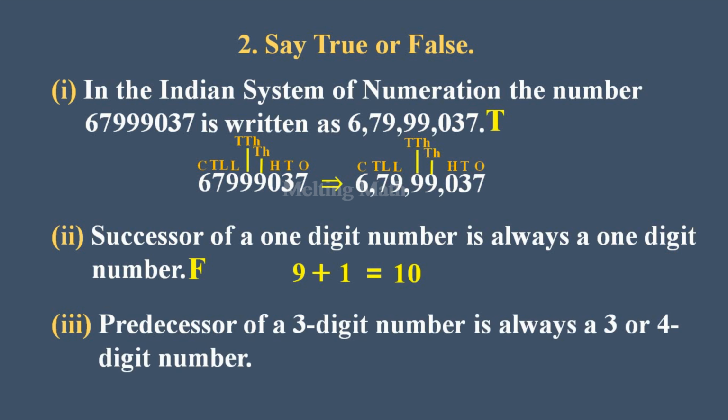Predecessor of a three digit number is always a 3 or 4 digit number. Is it true or false? Definitely that is also false, because I will give one example. I consider 100 as a 3 digit number. So the predecessor of this 100 is equal to 99. So just observe here, the predecessor of this 3 digit number is a 2 digit number, but in the question they are saying the predecessor of a 3 digit number is always a 3 or 4 digit number, so the statement is wrong. Okay, next is the fourth one.